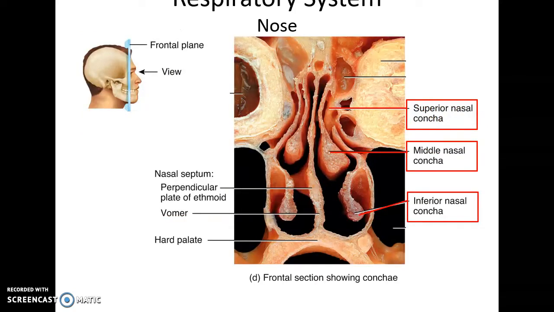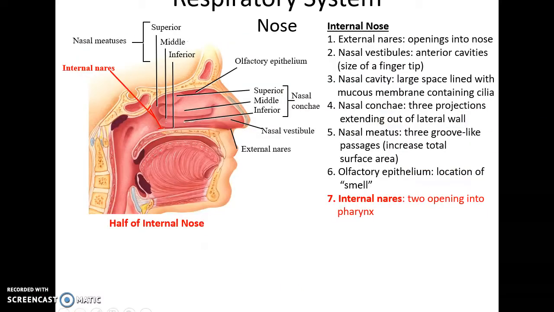Here's just a coronal or frontal section. Again, here's the nasal septum. Here's the middle nasal concha, superior nasal concha, inferior nasal concha. You also have on the roof of the nasal cavity the olfactory epithelium. This is where we detect the sense of smell, where chemicals dissolve into the mucus and bind to the receptors.